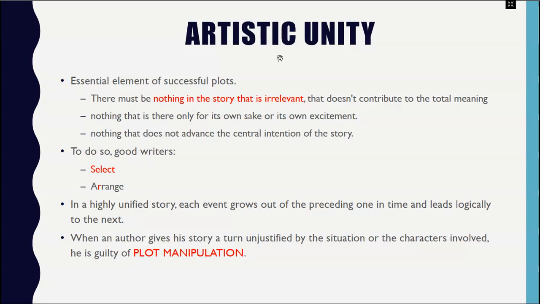Good writers have artistic unity because, first, they select. You know that when a writer decides to write a piece of fiction, he has a series of events in his mind, but he doesn't usually write all of those events. He selects them. And that's why this process of selection is important. But even probably more important is the arrangement of those events.